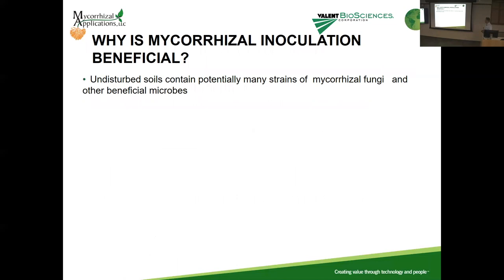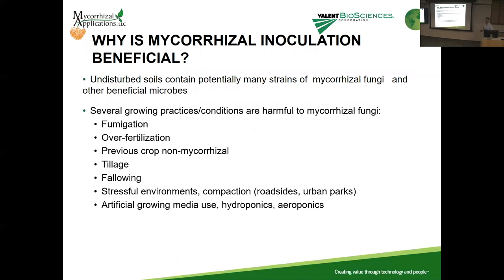So why is mycorrhizal inoculation beneficial? Normally under natural conditions, mycorrhizae are always in the soil. There's a wide range of species there, and they provide benefits. But there are growing conditions that are harmful to mycorrhizae. For example, fumigation, over-fertilization with nitrogen or phosphorus are especially detrimental to mycorrhizae.